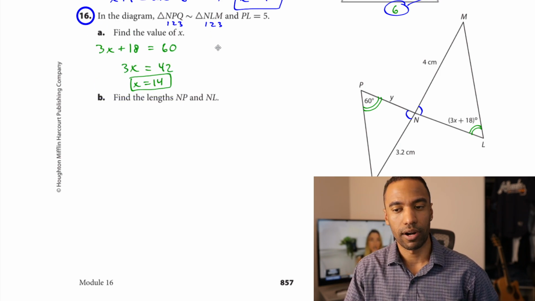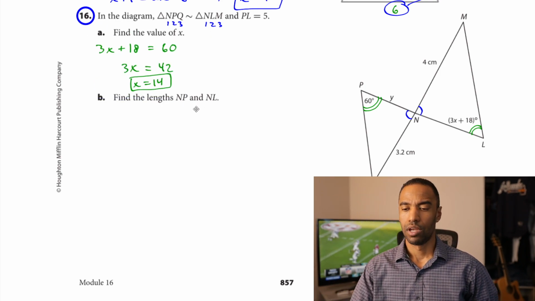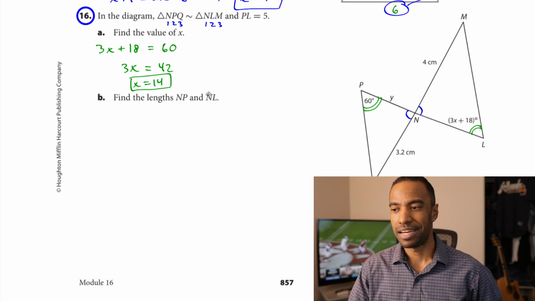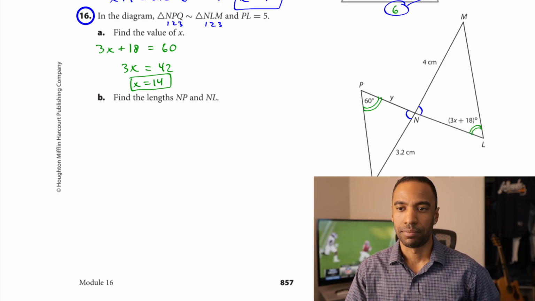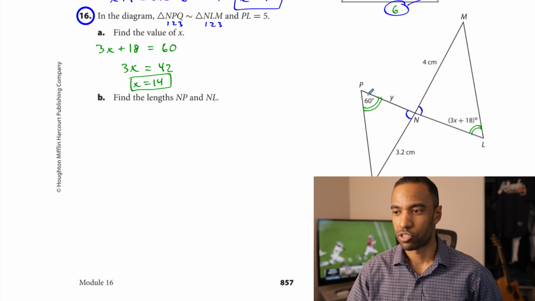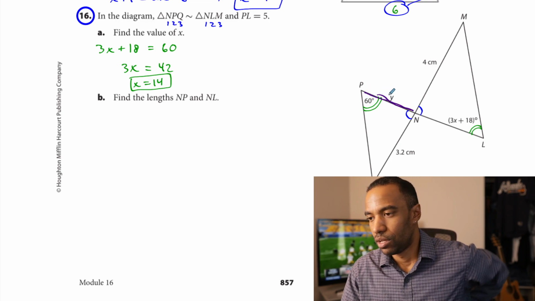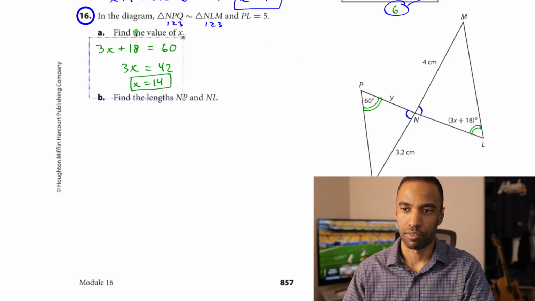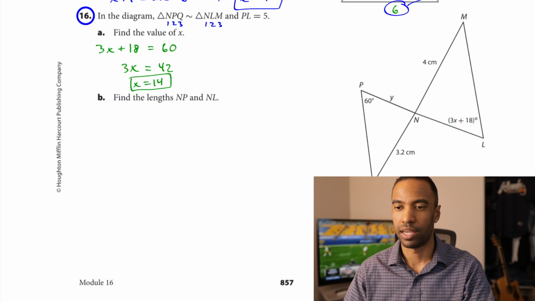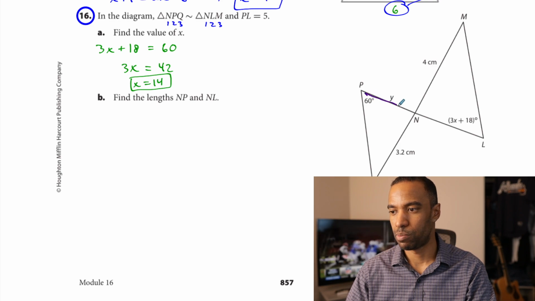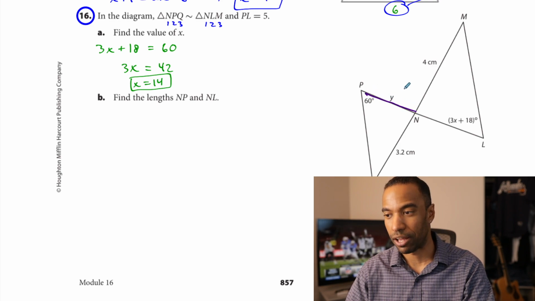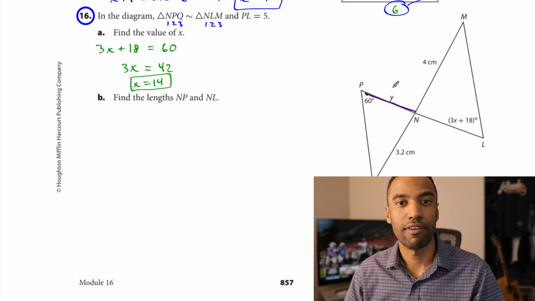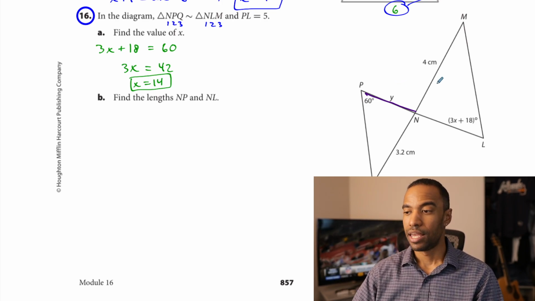Okay, so that's part A. Pretty straightforward there. Part B, find the lengths NP and NL. Now, in order to do that, it looks like I'm going to have to solve for y. If you don't mind, I'm going to go ahead and get rid of the markings here, get them out of the way. I've got to solve for y, which means I've got to probably do something with proportionality. We've got to find which parts correspond here.